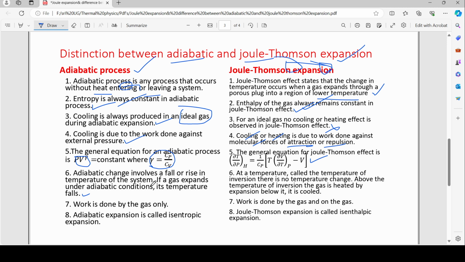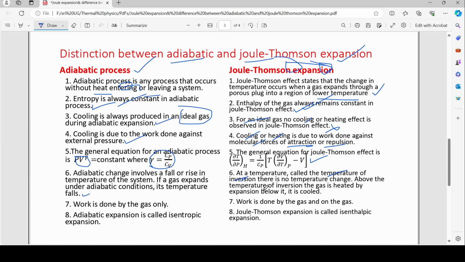In Joule-Thomson expansion, at a temperature called the temperature of inversion, there is no temperature change. So at inversion temperature what? No changes will occur. That is why for an ideal gas neither cooling nor heating effect will occur. The temperature at which neither cooling nor heating effect occurs is called the inversion temperature. There is no temperature change.